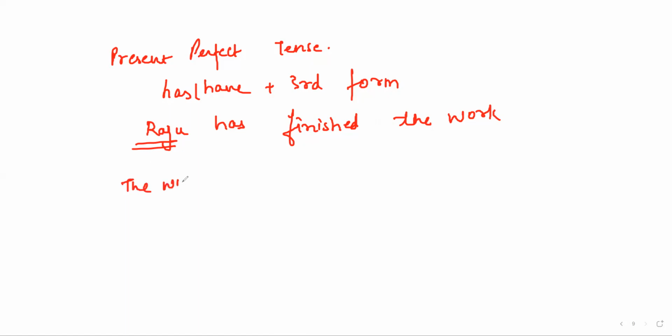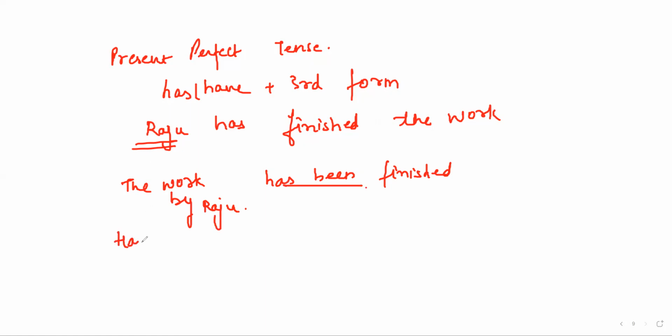The work has been finished. The work has been finished by Raju. Okay. The work has been finished by Raju. Got it? So what change have you observed? Has, have, plus been, plus the third form. This third form is of the verb, right? Third form of the verb. Got it? So this is the kind of change we make in present perfect tense.